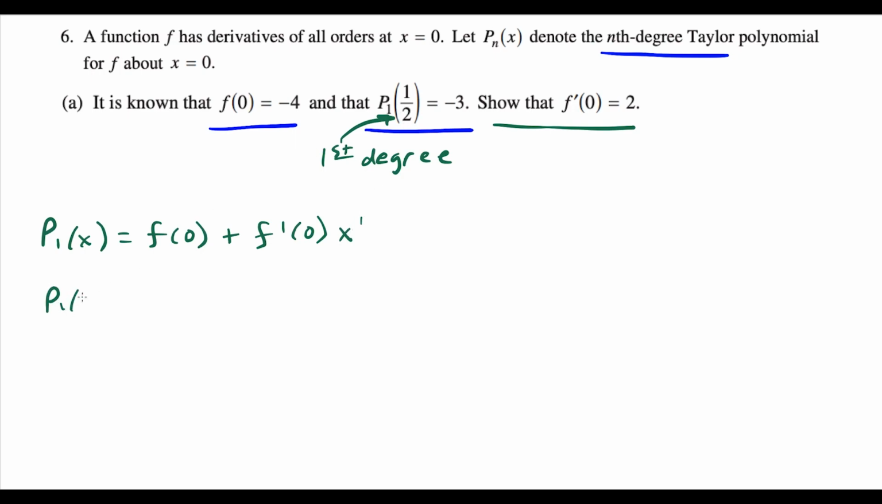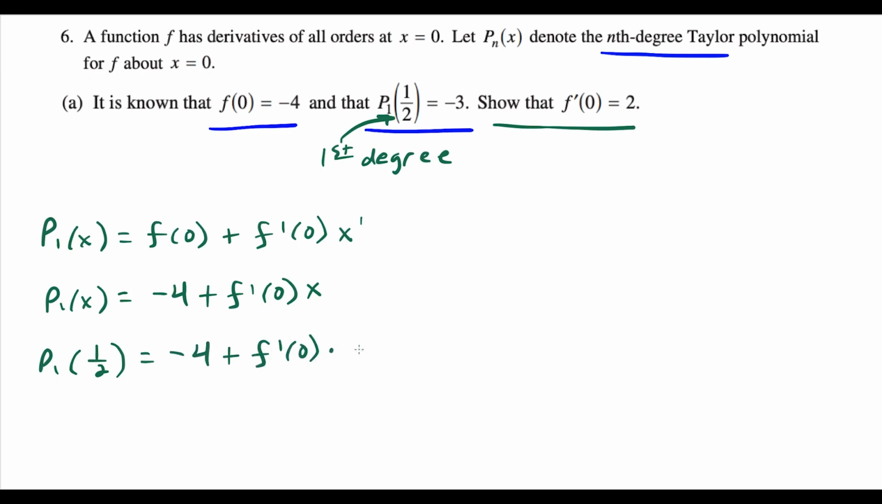We have p sub 1 of x equals f of 0 is negative 4, so we get to this step here, f prime of 0 times x. And now we're going to use the information that p sub 1 of a half is equal to negative 3. So we have negative 4 plus f prime of 0 times 1/2, and we could set this equal to negative 3. And now we can just do a little bit of algebra.